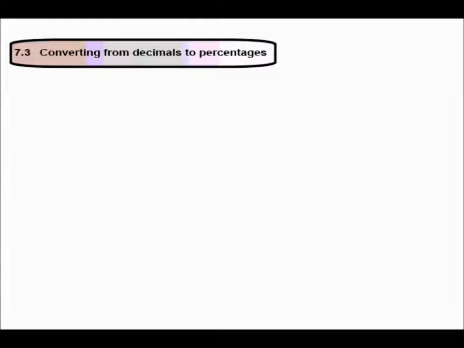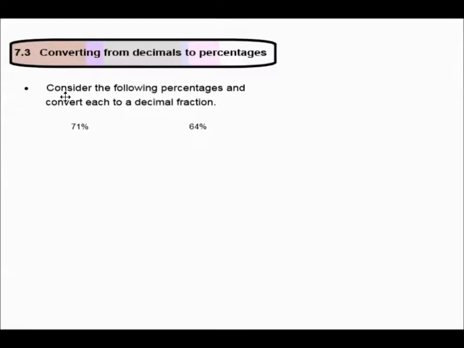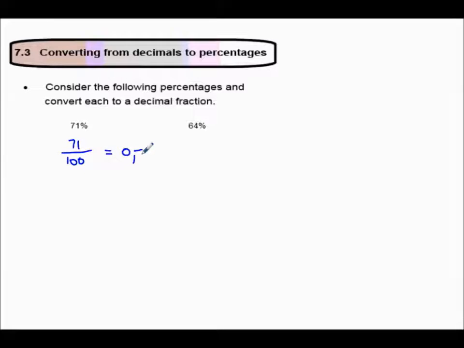Converting from percentages to decimals. Consider each of the following percentages and convert each to a decimal fraction. Well, percentage, remember we said, means out of 100. So I have 71 out of 100. And if I write that as a decimal, it is going to be 0.71. 64%, means 64 out of 100, which will equal 0.64.